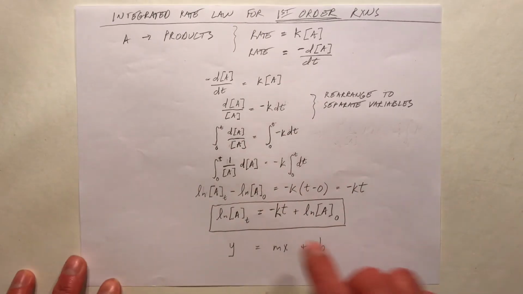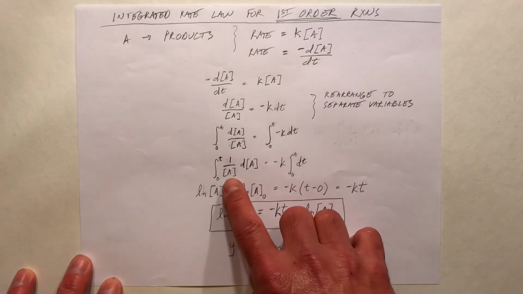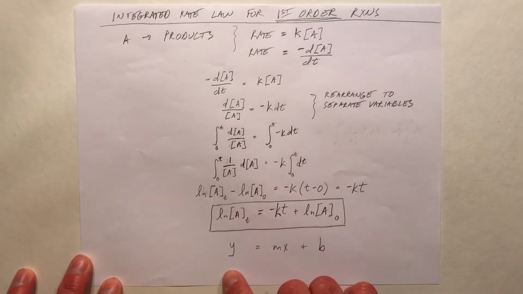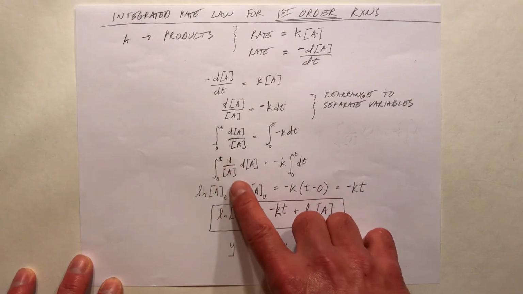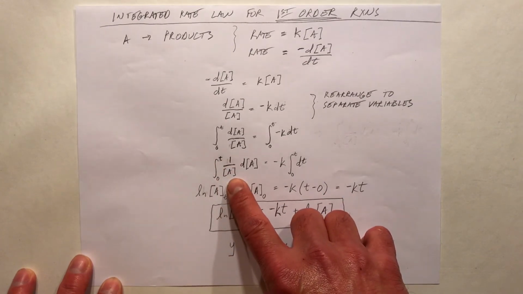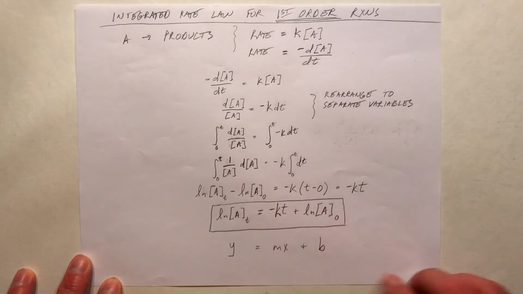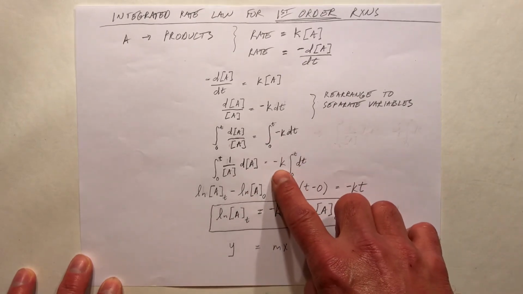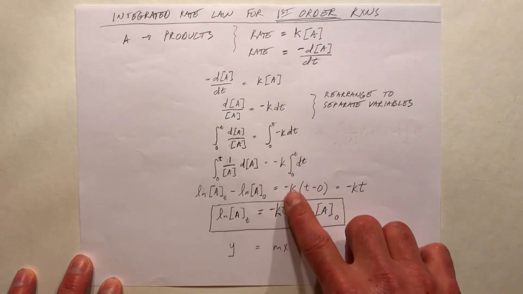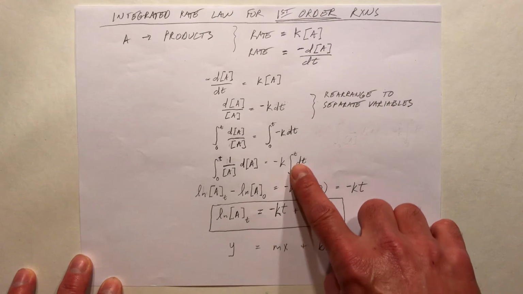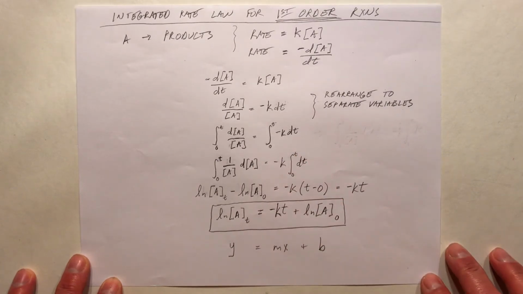On the left-hand side, we can factor out the inverse of the concentration of A. So we get an integral from 0 to t of the inverse of concentration of A, d concentration of A. And on the right-hand side, we can factor out the negative k. So we get negative k integral from 0 to t dt.